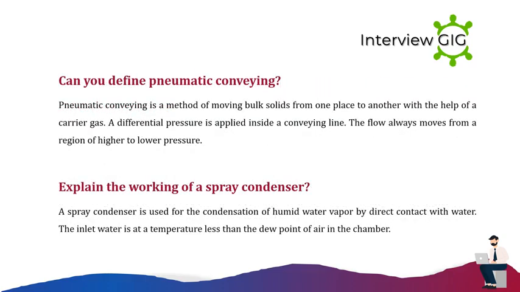Can you define pneumatic conveying? Pneumatic conveying is a method of moving bulk solids from one place to another with the help of a carrier gas. A differential pressure is applied inside a conveying line. The flow always moves from a region of higher to lower pressure.